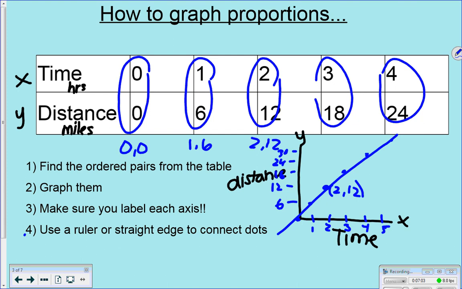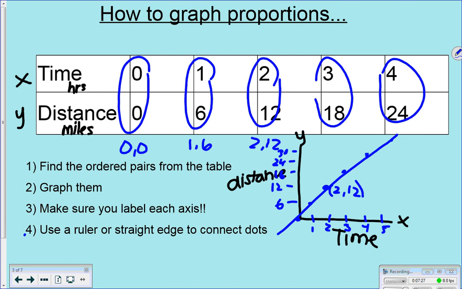Very good. If they ask, I know they're going to do this in your homework, they're going to pull a point off, and they're going to say, what does (2, 12) mean? And you've got to say, okay, for every 2 hours, I can go 12 miles. What if they ask you about (0, 0)? What does the point (0, 0) mean? Yeah, if I don't have any time, I'm not going to go 20 miles.